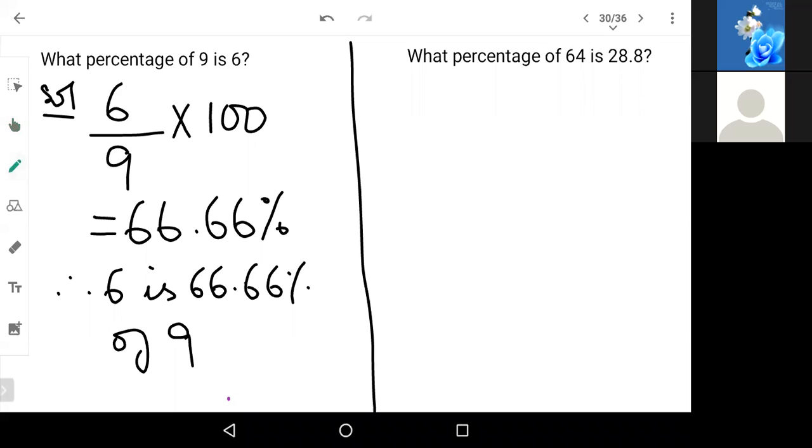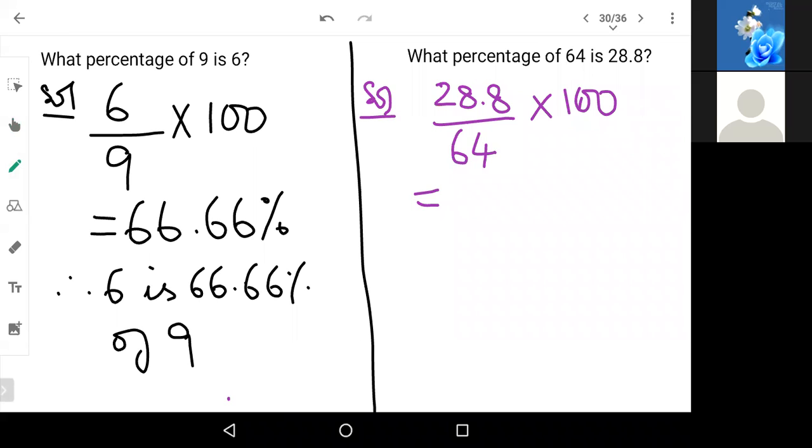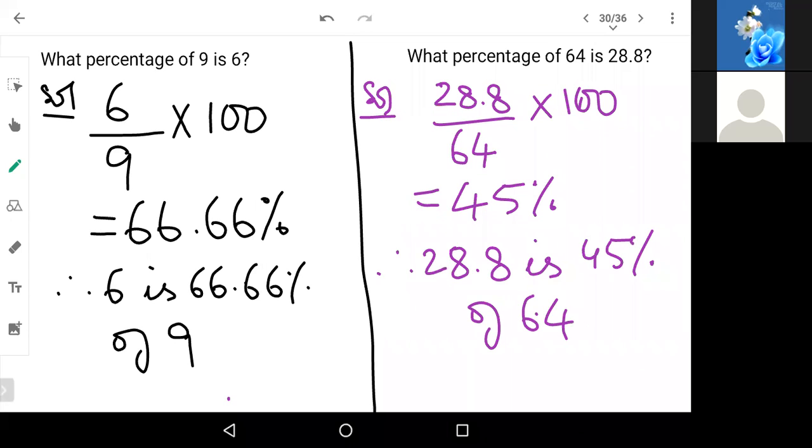So how do we take? First, we are supposed to take the part number, that is 28.8, divide that by 64, that is the main number, then multiply it with 100 because we want percentage. Very good. So we get 45%. Everybody got 45%? Yes. So write the conclusion. Therefore, 28.8 is 45% of 64. I hope it is clear to everyone.